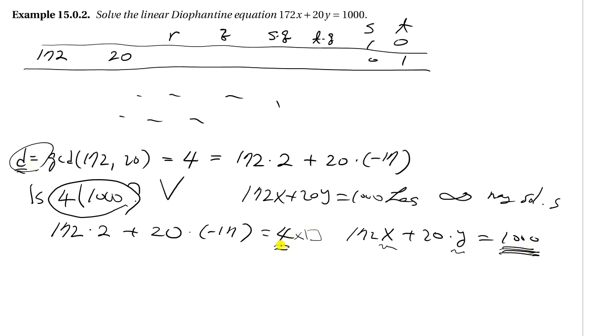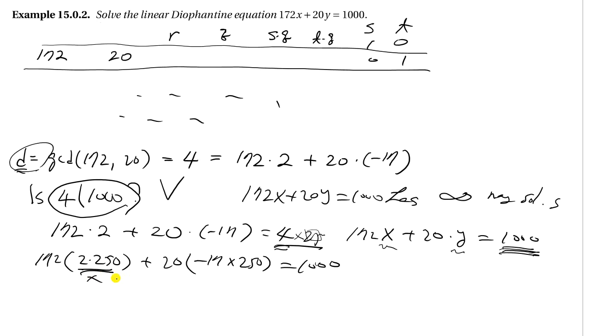Just 1000 divided by 4 is 250, right? So we need to multiply that x and y by 250, okay? And 4 times 250, we know it should be 1000. Then this must be x, and that must be y, or you can put x0, y0 for this, right? That's our first solution, right?